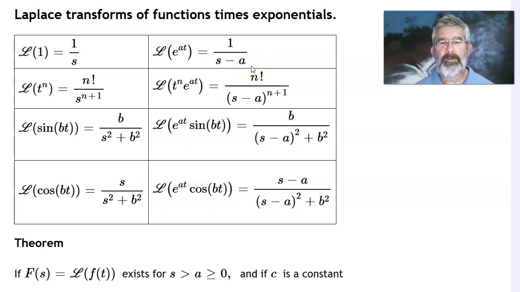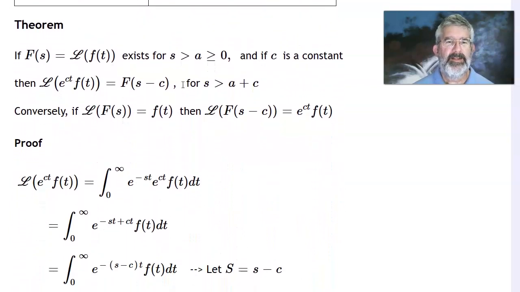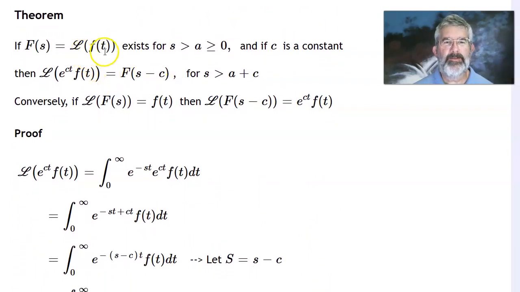Okay. Is this a coincidence that this seems to happen every time? And the answer, of course, is no, it's not a coincidence. There's a theorem, and here's the theorem. It says if capital F of s is the Laplace transform of little f of t, if this exists for all s greater than some non-negative number a, and if c is a constant, then the Laplace transform of e to the ct times f of t is just the Laplace transform of f shifted in the s direction by c. It's F of s minus c.